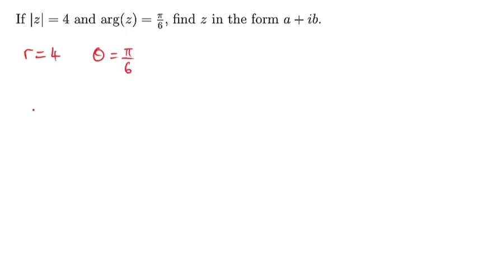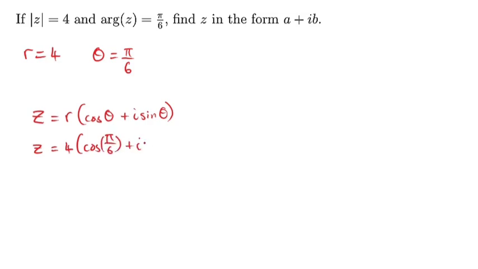So we can first start by writing this in this way. So z is equal to r, open bracket, cos theta plus i sine theta, in polar form. So z is equal to, our r is 4, cos our theta is pi over 6, plus i sine pi over 6.